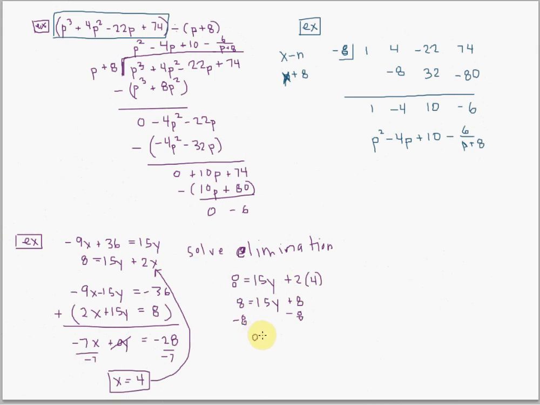And I get 0 equals 15y. I want to get y by itself, so I divide by 15. And what is 0 divided by 15? 0. So we get y equals 0. So our solution that we are looking for is a coordinate point where they share the same value, the coordinate point 4, 0. Okay, so that would be where they share that same thing. So that's using elimination to solve a system of equations.